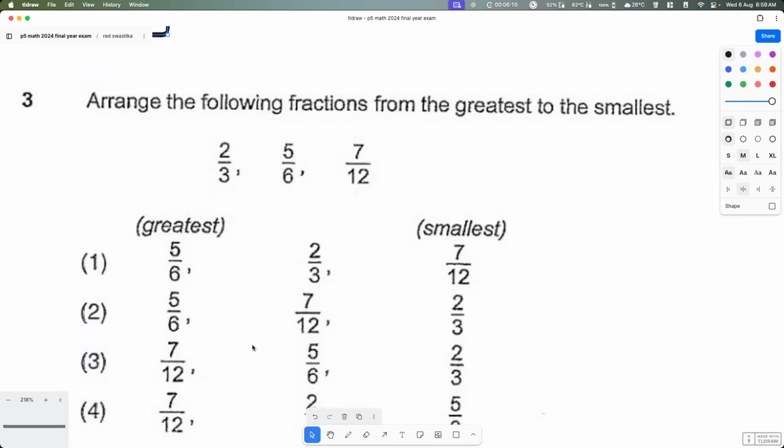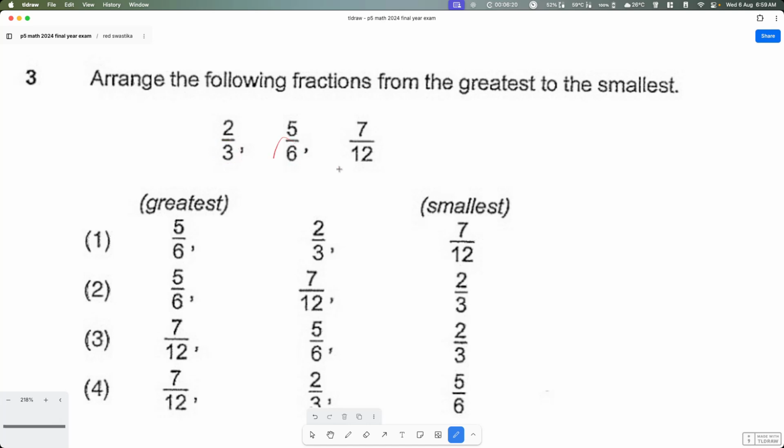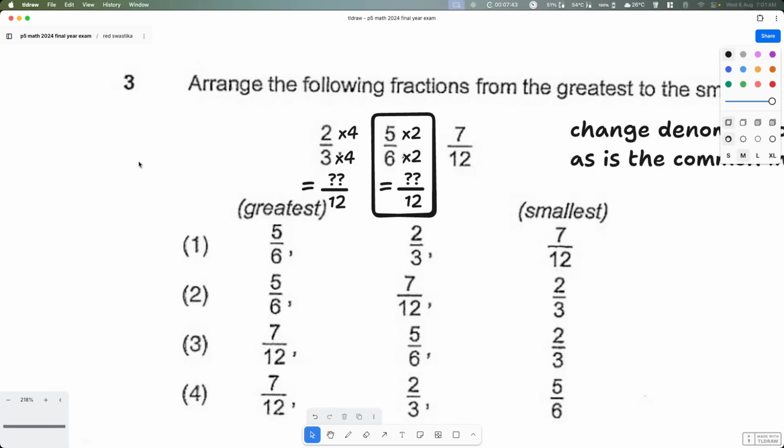Question number 3. Arrange the following fractions from the greatest to the smallest. In this case, I think what we can do is change the denominators into 12. So 2 over 3, the denominator is 3, so we multiply by 4 to get the denominator 12. What is 2 times 4? This is 8 over 12. For 5 over 6, we multiply the denominator 6 by 2 to get 12. What is 5 times 2? This is 10 over 12.